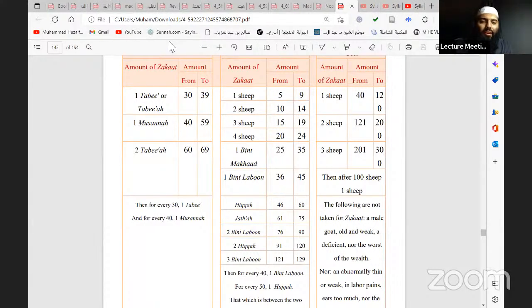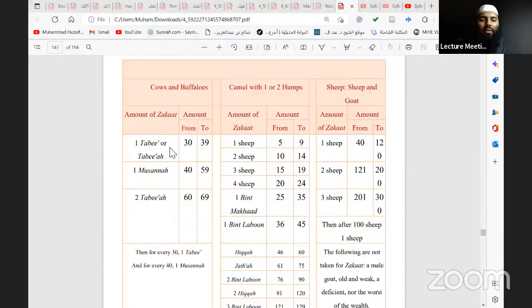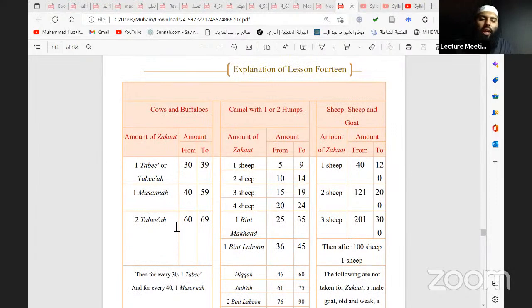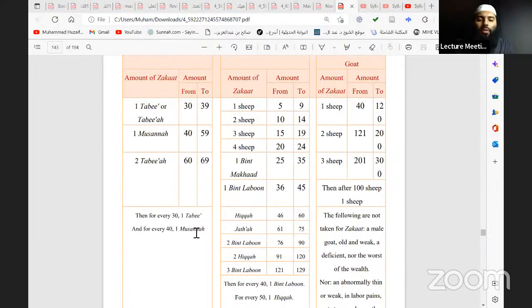Right. Let's just finish off with the cows. So the cows, this similar concept. If you have the cows which are 30 to 39, one tabi'a, 40 to 59, one musanna, and 60 to 69, two tabi'a. Because the cows only have musanna or tabi'a. After that, every 30 is one tabi'a and every 40 is one musanna.